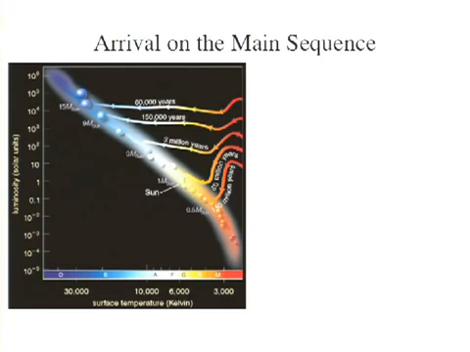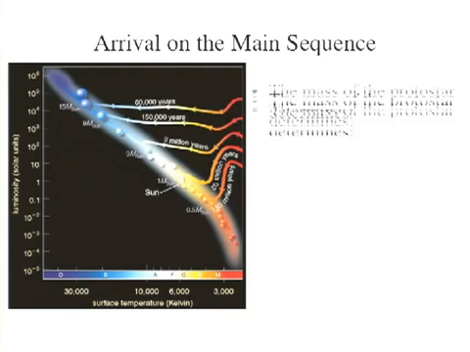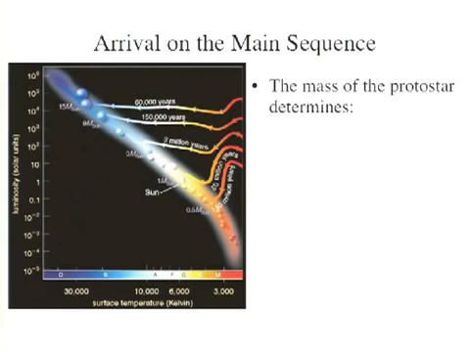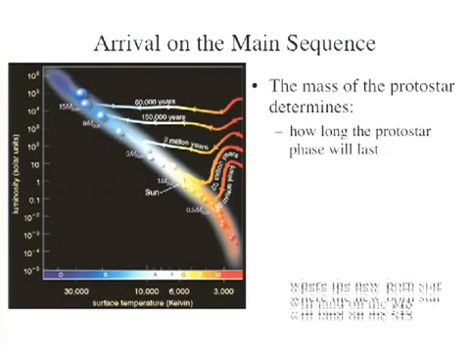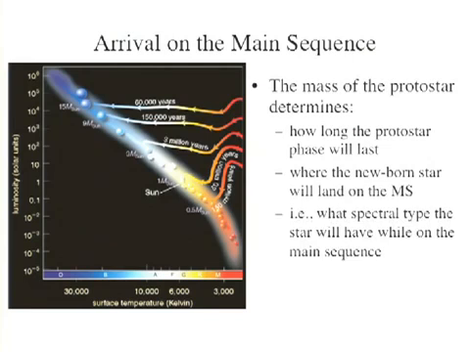So these stages are what is happening while the star is moving and burning. Okay, so the mass of the star determines everything. How long it takes, where it's going to land, what the spectral type it has once it's there.